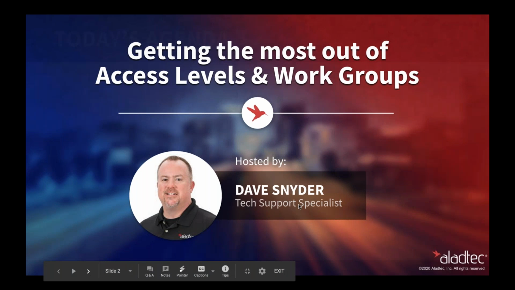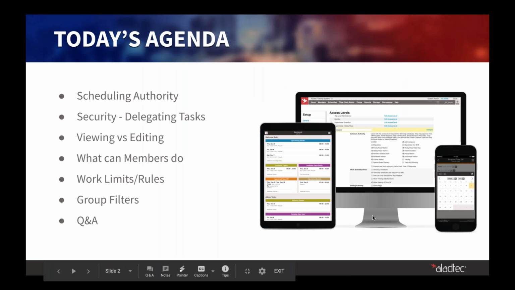So what are we covering today? We are covering access levels and work groups, and we're going to be talking about the different aspects of that in terms of what it means to have scheduling authority, and what you can do as a top-level admin to delegate some of these tasks, pieces of the system, to give some authority on different pieces such as reporting and forms and things like that. There is a difference between viewing and editing, so we'll be explaining the differences there. And then this, of course, dictates what it is that your members can and can't do.